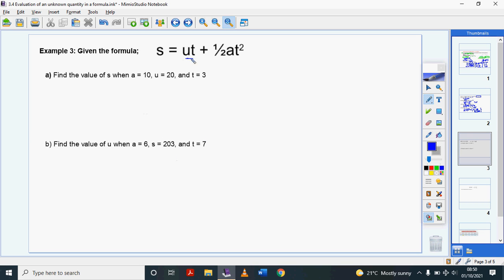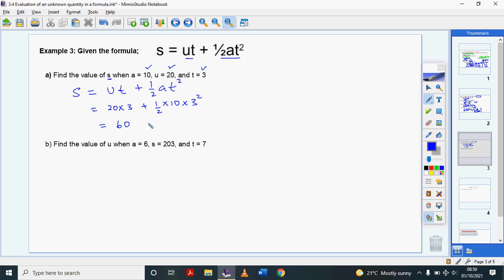I have another formula of motion. You'll also find this formula, and I need to find s. I'm given a, I'm given u, and I have been given t. So I'll write the formula. s is equal to ut plus half a t squared, and then I'll substitute what I am given. I am given that u is 20, that t is 3, and that a is 10, so times 10, again times 3 squared.